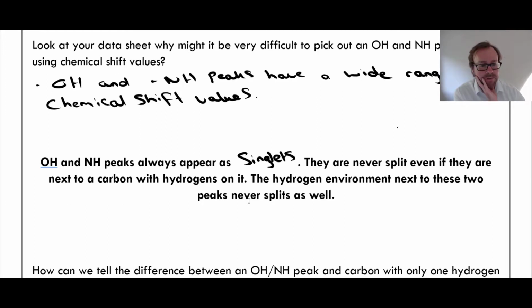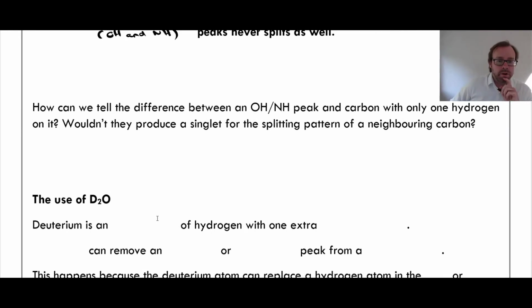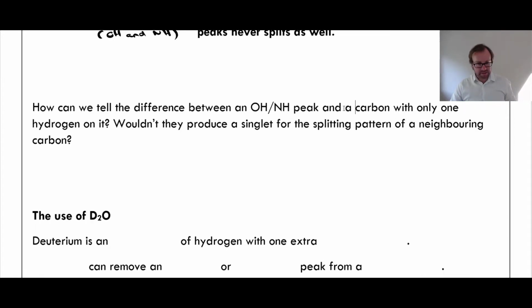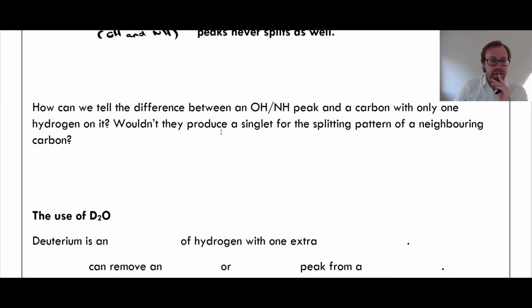So these two peaks, I mean OH and NH, are important. So how can we tell the difference between an OH and NH peak and a carbon with only one hydrogen on it? Wouldn't they produce a singlet for the splitting pattern of a neighbouring carbon? Yes, they would. So this is why we use something called D2O.